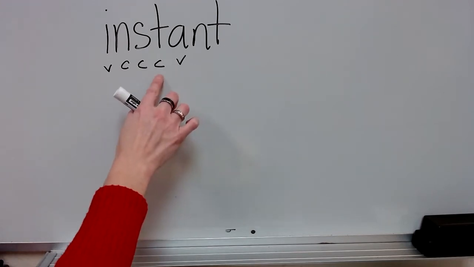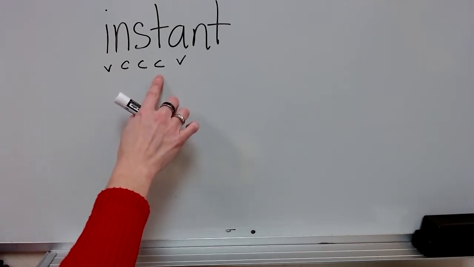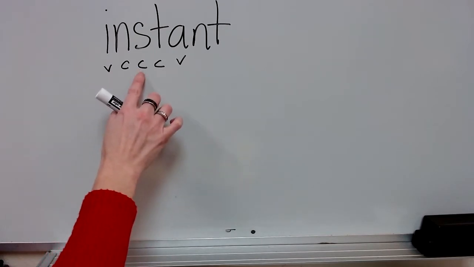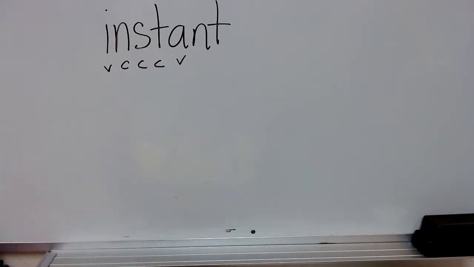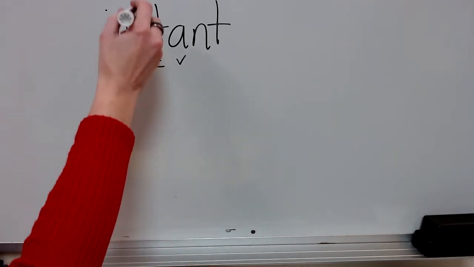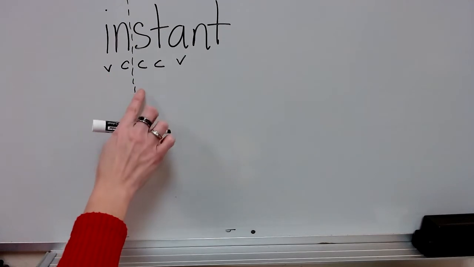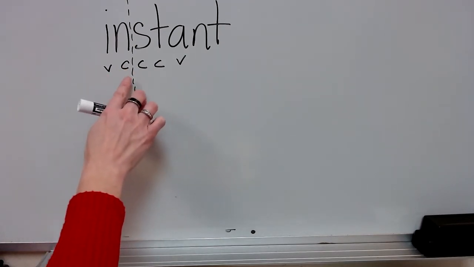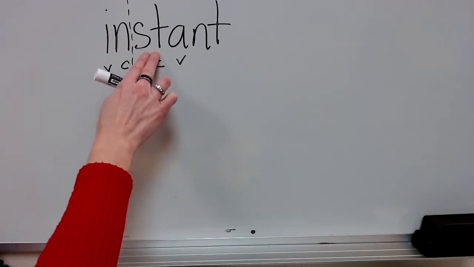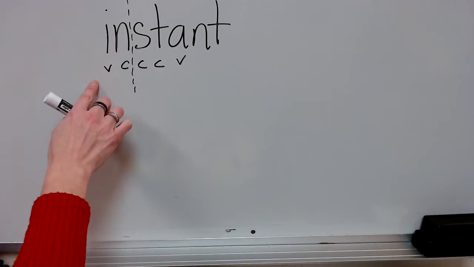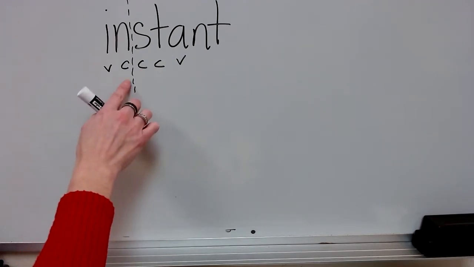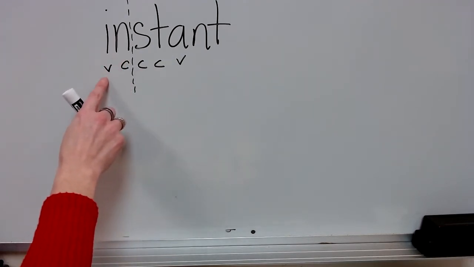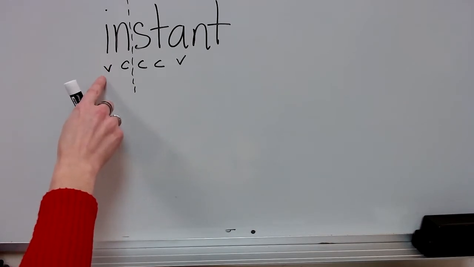I write C for consonants. When I see a vowel, consonant, consonant, consonant, vowel pattern, I can divide the word between the first two consonants, like this. And now I see that these two consonants, that's a blend, they stay together. Then I try to blend those syllables. So I see this is a consonant here, that's a short vowel, so that syllable is in.